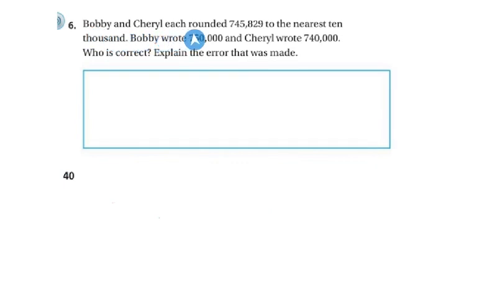All right, Bobby and Cheryl each rounded 745,829 to the nearest 10,000. Bobby wrote 750,000 and Cheryl wrote 740,000. Who's correct? And explain the error that was made.